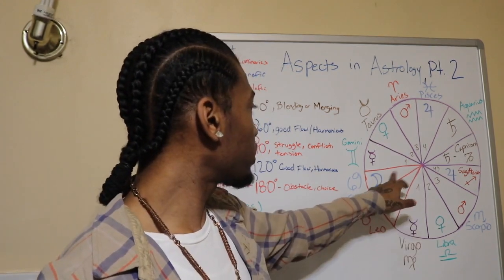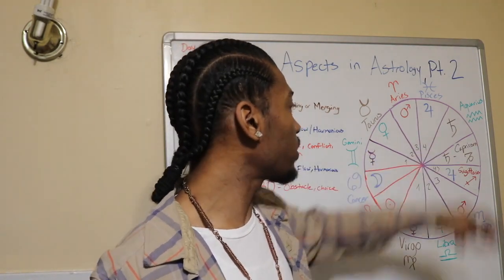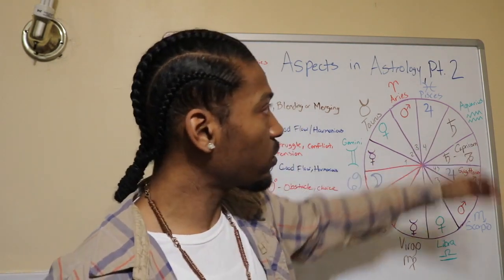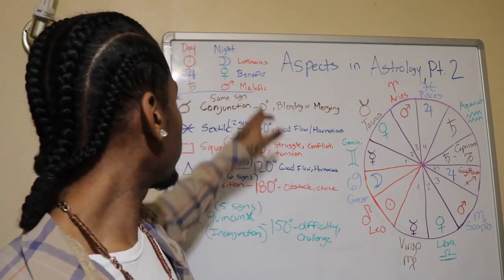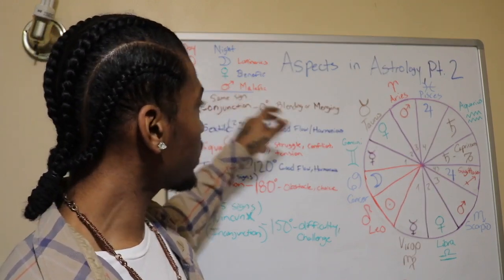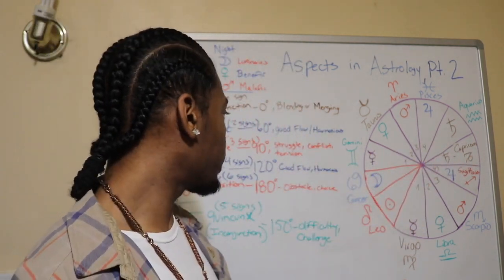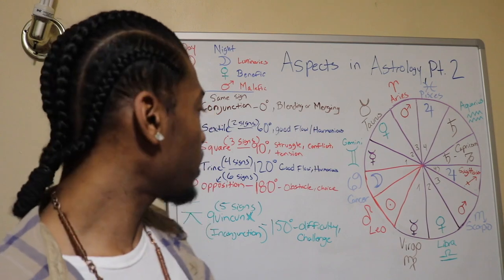Let's do the same thing with the moon. Count 5 away. 1, 2, 3, 4, 5. We got Aquarius, right? So from Cancer to Aquarius, they have nothing to do with each other. It's falling under a malefic type of aspect because it's a Saturnian type of energy. It's an obstacle basically.